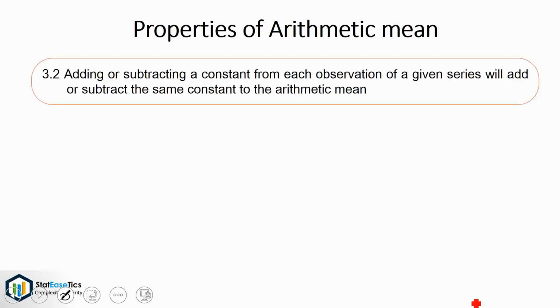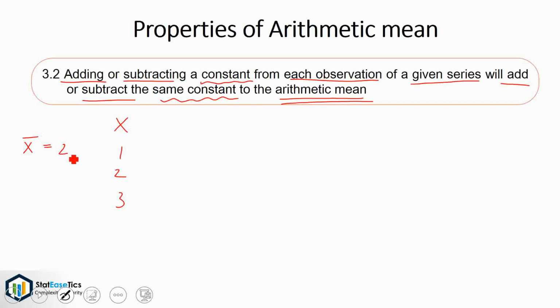The next sub-property is adding or subtracting a constant from each observation of a given series will add or subtract the same constant to the arithmetic mean. Let's see with the help of example. Suppose we have dataset X with observations 1, 2 and 3. Here mean will be 2. Now suppose we add a common constant A, that is 4, to all the observations. We will get x plus 4, that is 1 plus 4, which gives 5, 6 and 7 respectively.